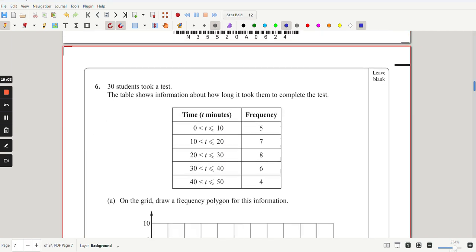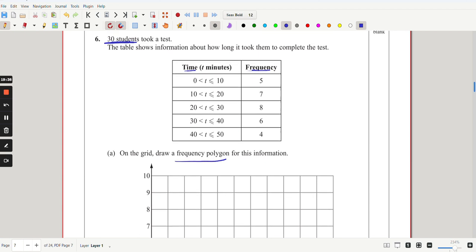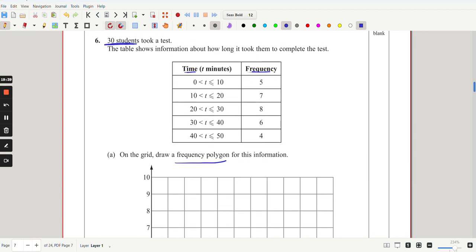Now, question 6. Question 6 says 30 students took a test. The table shows information about how long it took them to complete the test. Here we have time in minutes and frequency. On the grid, draw a frequency polygon. A frequency polygon means straight lines for this information. To draw the frequency polygon, we need the midpoint for each interval here.